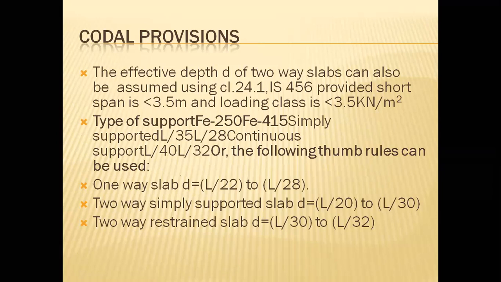Or the following thumb rule should be followed, depending upon the type of support. First, for one-way slab, it is L by 22 to 28. If it is a two-way simply supported slab, then it is L by 20 to L by 30. And third, if it is a restrained slab, then it is L by 30 to L by 32. So these are some of the codal provisions which we will be using in the design of the slab when we design the complete steps of the slab. So that's all about the codal provisions and the types of slabs.